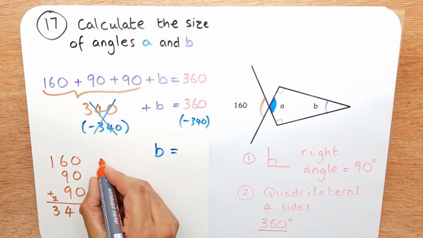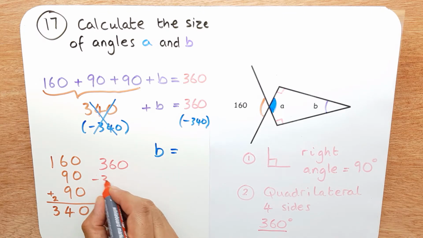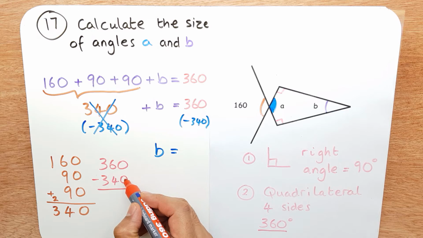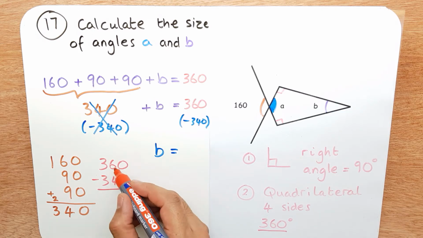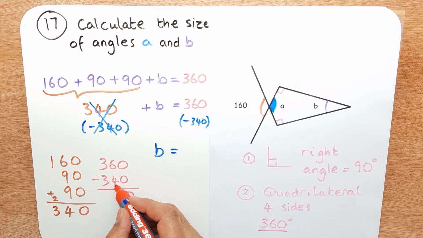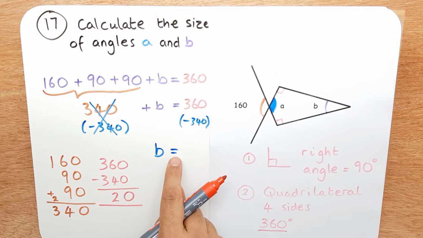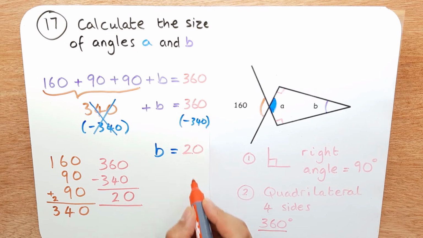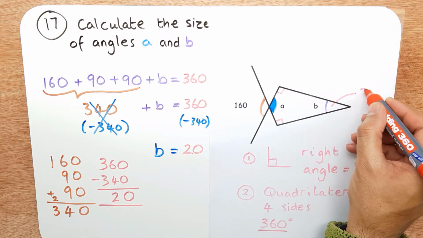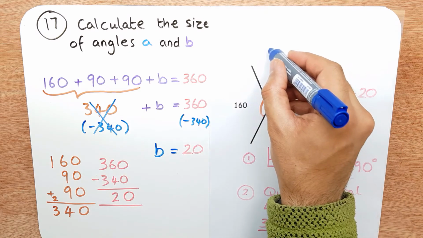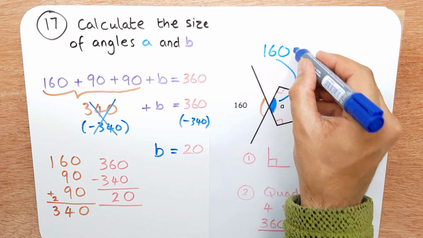So let's try that here. 360, take away 340. So you have 0 take away 0 is 0. 6 take away 4 is 2. And 3 take away 3 is 0, so we can leave that out. So our answer is 20. So B equals 20. So this angle here is 20 degrees. And this angle here we worked out as 160 degrees.